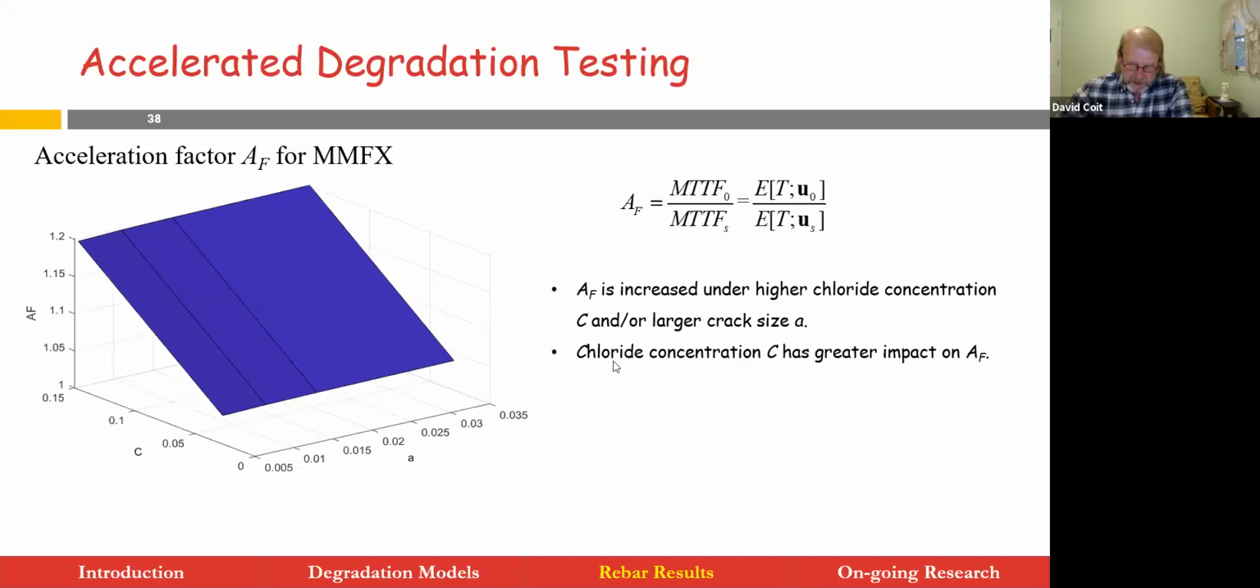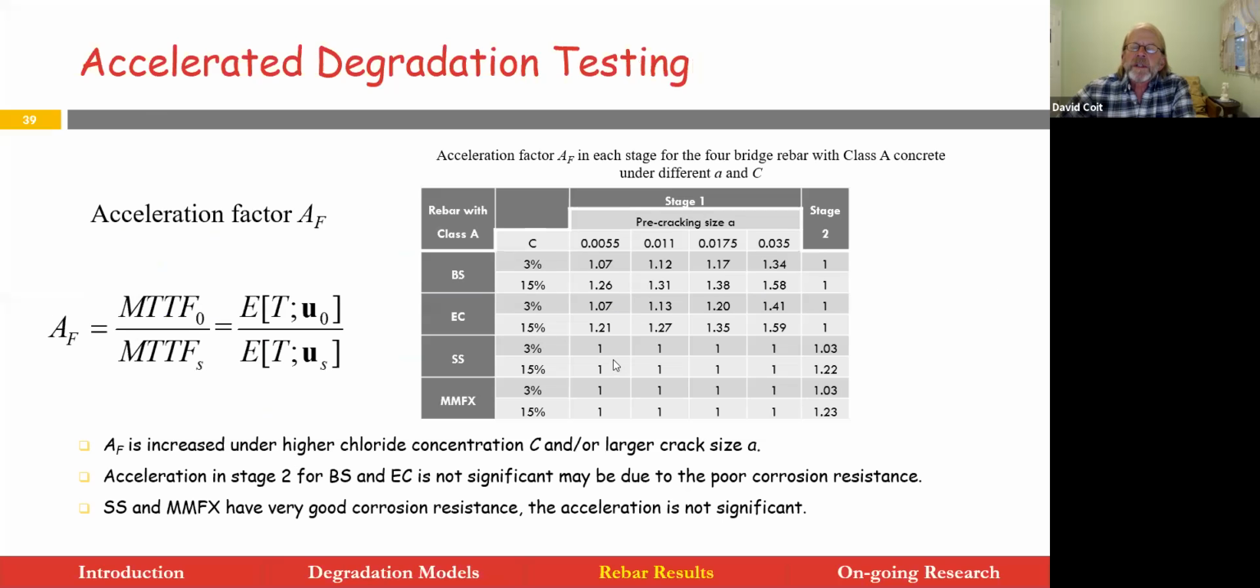So we can develop these AF relationships, and we can accelerate. Based on our model and our data, and we have more work to do, I can accelerate stage 1 up to 60%. And really what we want to see is the stage 2. Well, no, that's not true. We want to see the combined, but I can accelerate stage 2 up to 23%.